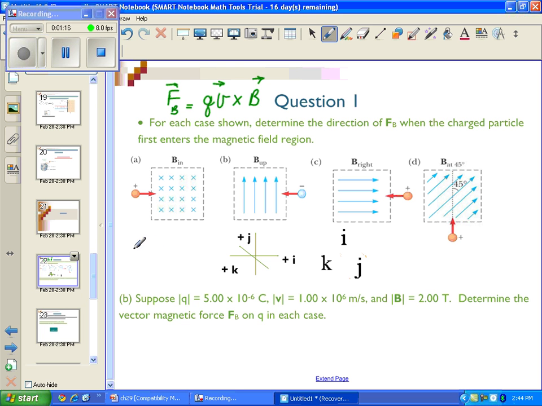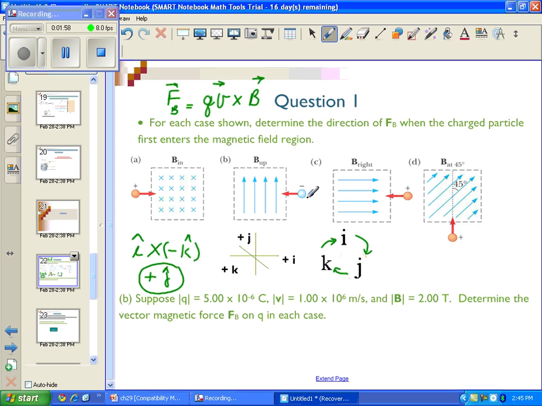So in the first case, we see that V, this is a positive charge, is along the positive I hat direction. B, the direction of the magnetic field, is along the minus K hat direction. And if we use our little I hat, J hat, K hat wheel, we see that I hat cross K hat is minus J hat, but we have a negative already, so this becomes positive J hat direction. So this is the direction of FB.